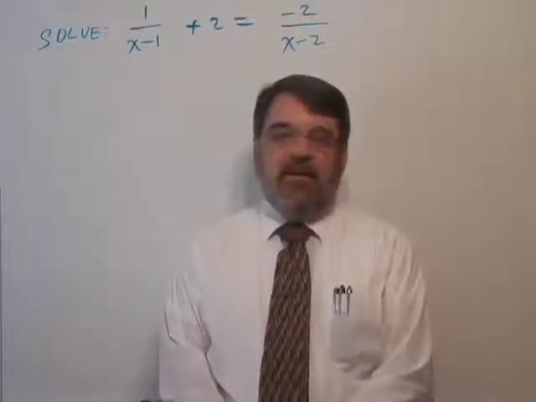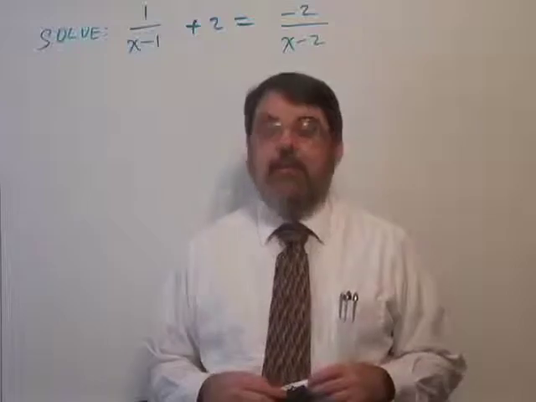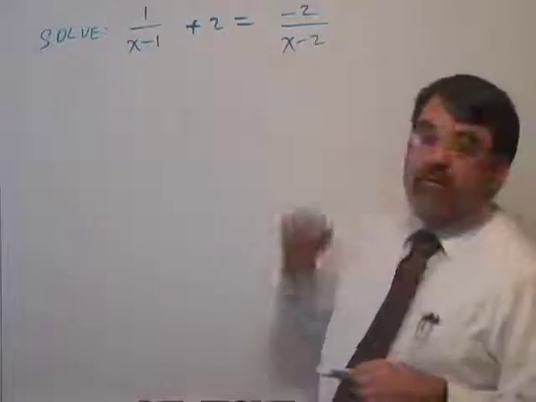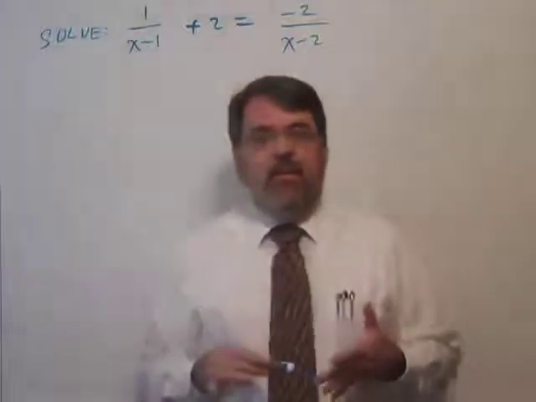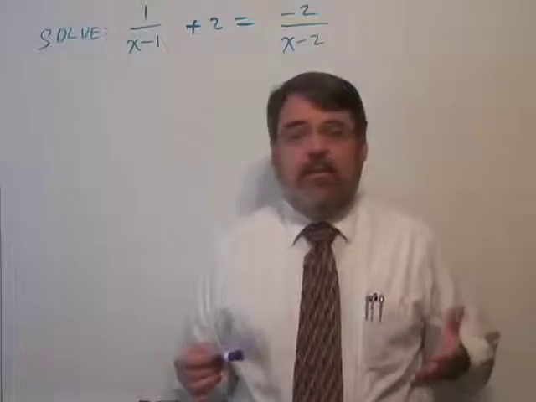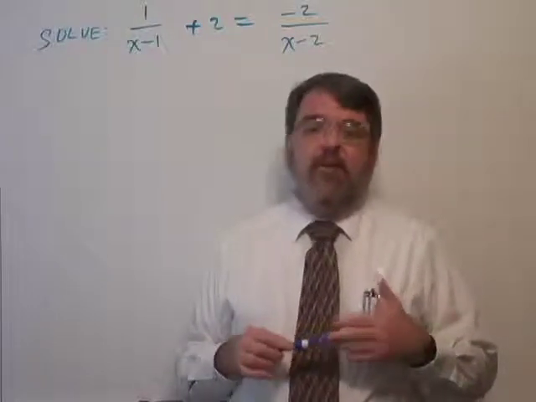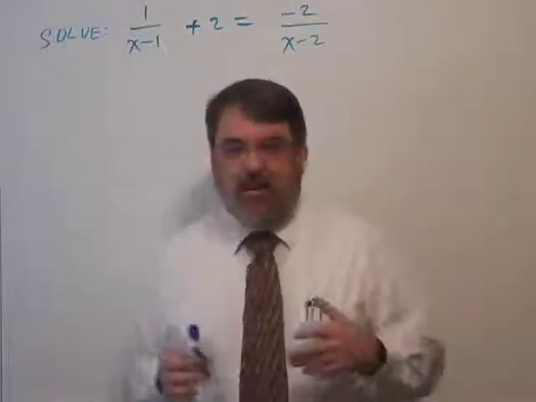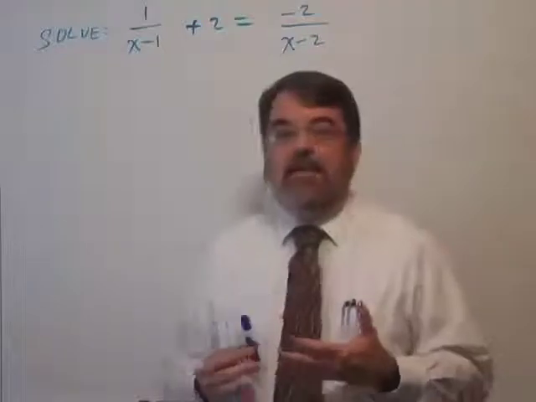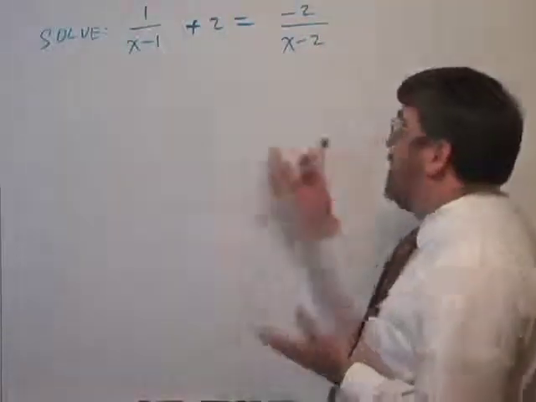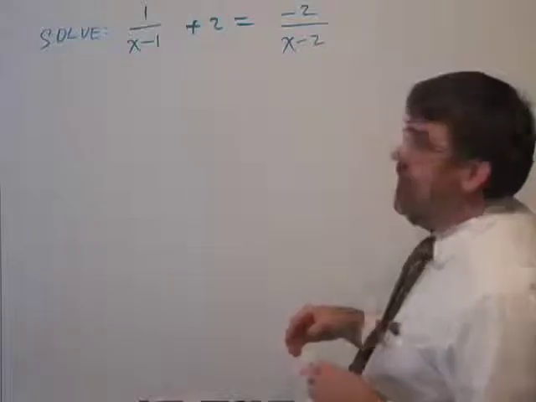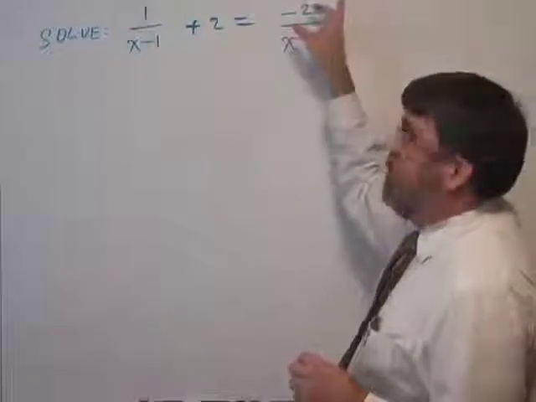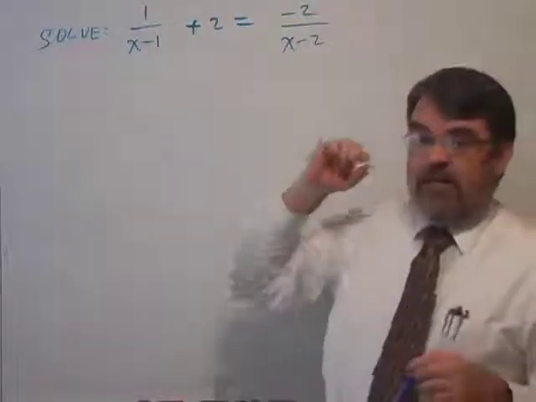Now here's a problem that is not strictly speaking a quadratic equation, but it will turn into a quadratic equation once we simplify the fractions in it. And we see that a bit in this course. In fact, there's a whole section devoted to problems which are quadratic in form, even though they're not truly a quadratic equation. Because remember, to be a quadratic equation, it has to be a second-degree polynomial. And this isn't even a polynomial. So here's a problem. Solve 1 over x minus 1 plus 2 equals negative 2 over x minus 2.